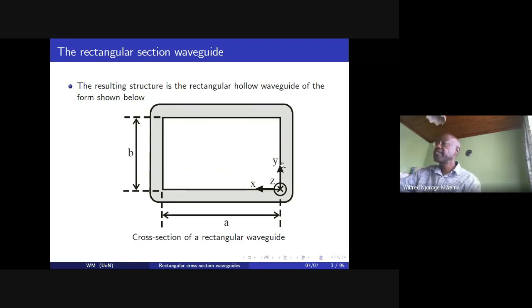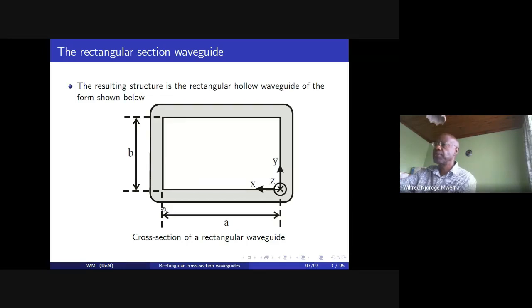Now, the thickness of the plates is of no consequence to us, especially if we assume that the walls of the guide are perfectly conducting. The skin depth is going to be 0. But if they were finite conductivity plates, then we'll always assume that the thickness of the walls is large enough, much larger than the skin depth for that particular frequency of interest. And therefore, in other words, you can only deal with the inner dimensions.